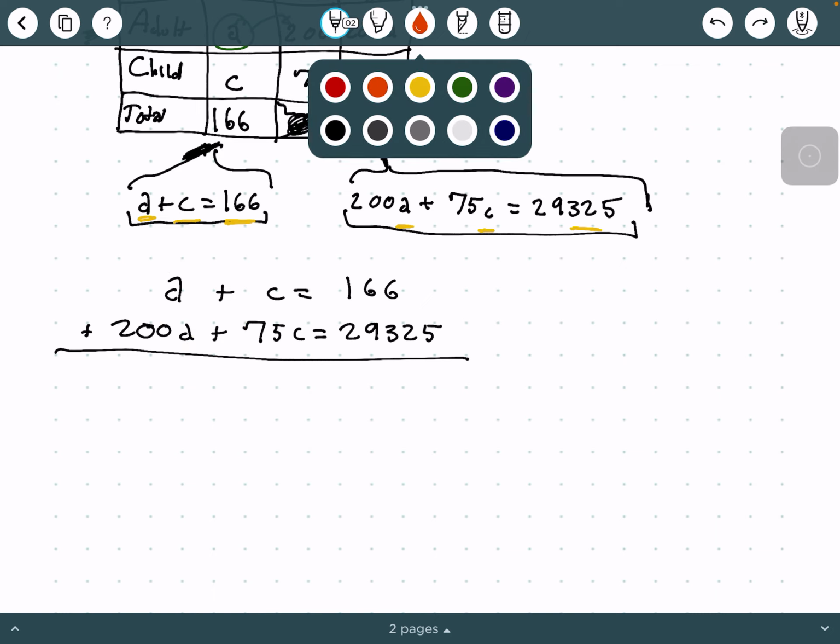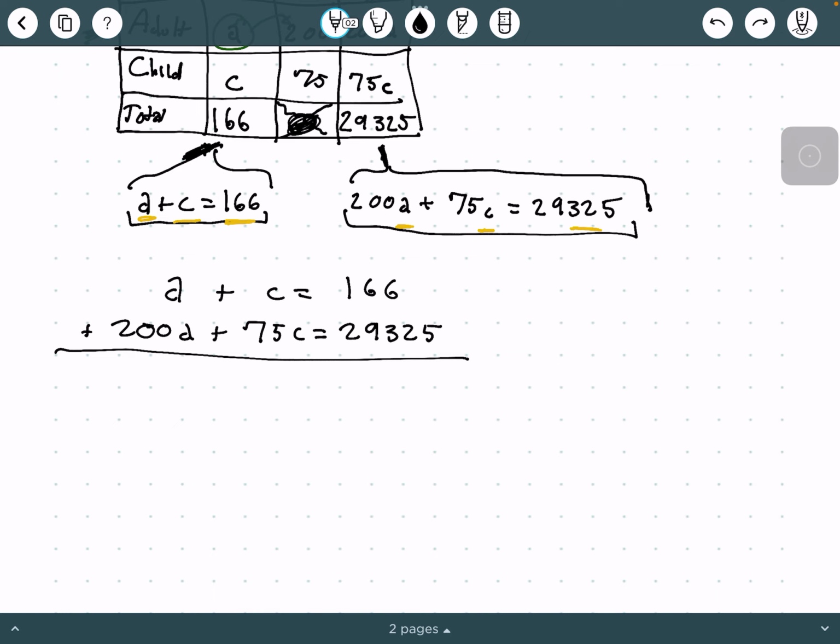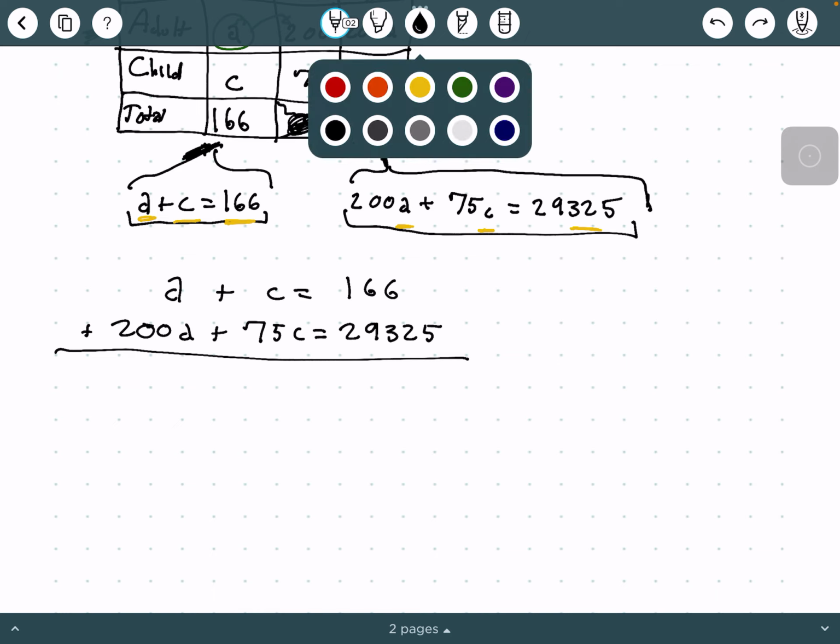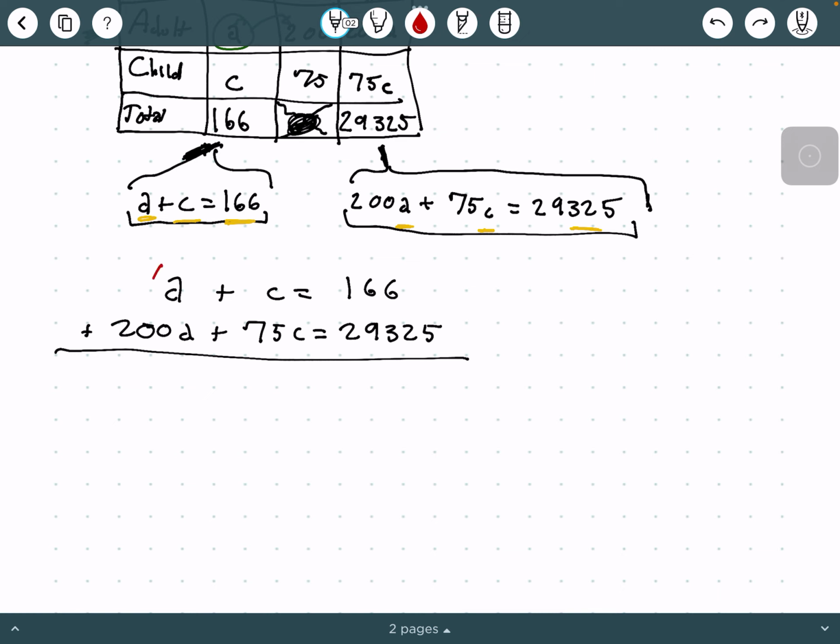The way we want to do that is by multiplying, probably the top one would be easiest, by a number that'll cancel out with the bottom one. I just chose to do the smaller number, so I did minus 75. So whenever I do this expansion and multiply by all the things in there, this C would be negative 75C, this would be positive 75C, and they're going to cancel out.